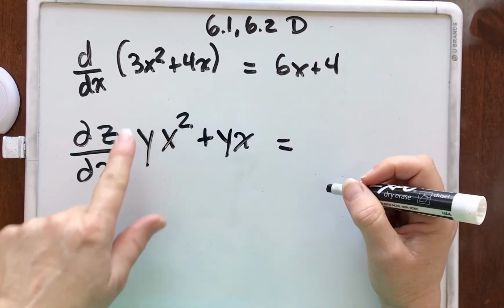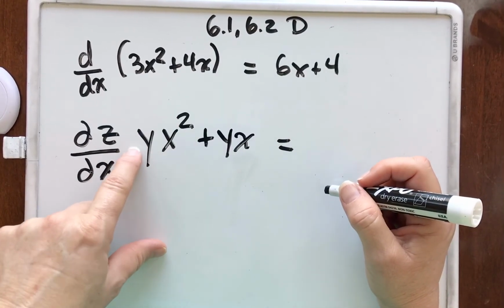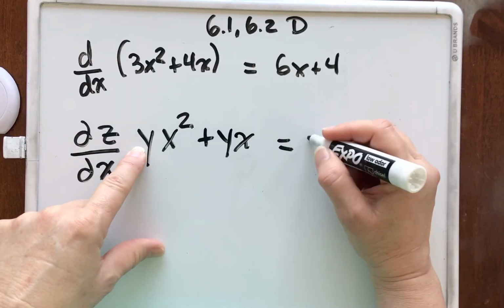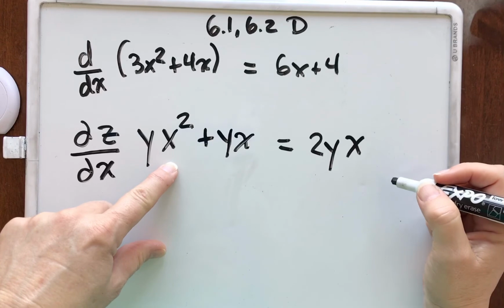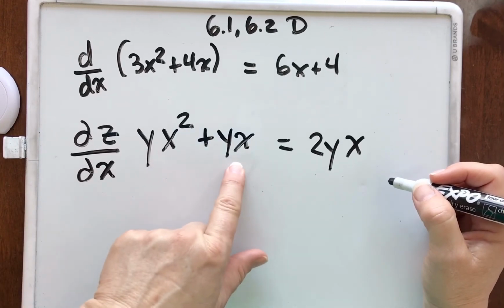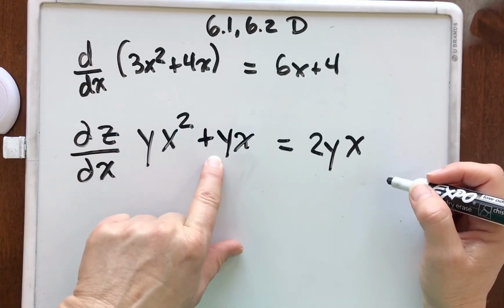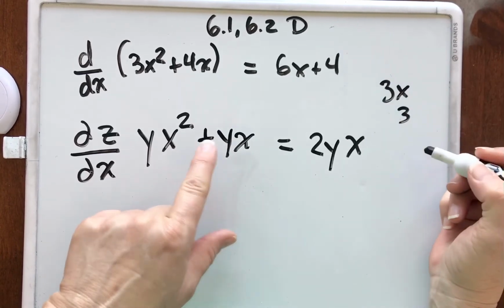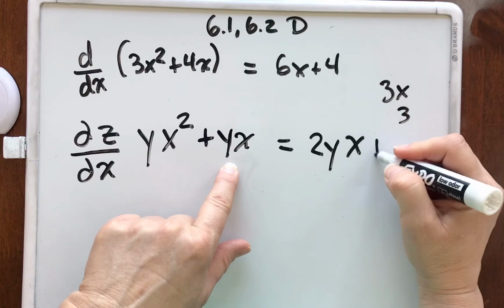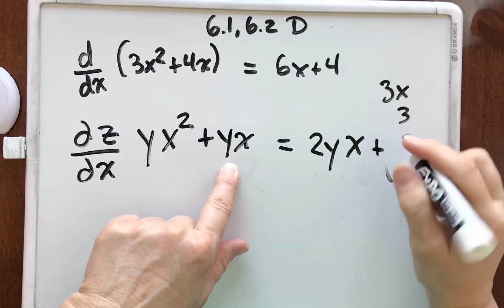Okay, so if we look at this and y is a constant, we're going to keep that and bring the 2. So we have 2 times y, x. All right? And then the next one, y is the constant. If we had 3x, the derivative would be 3, right? So the derivative here is just y, because y is a constant.